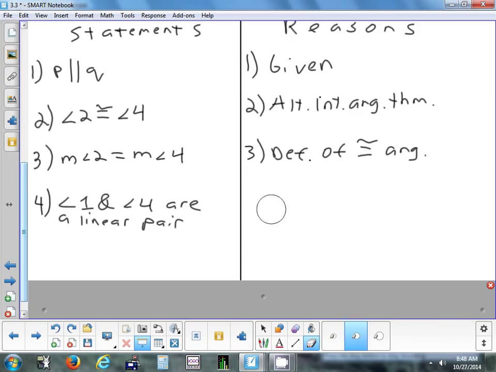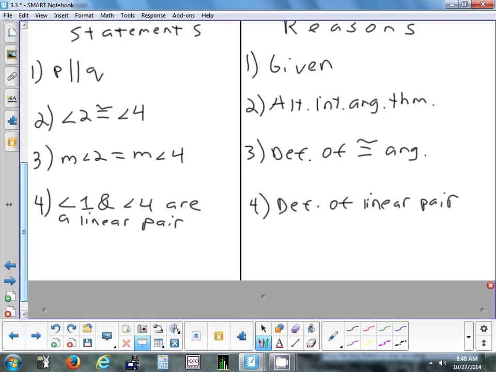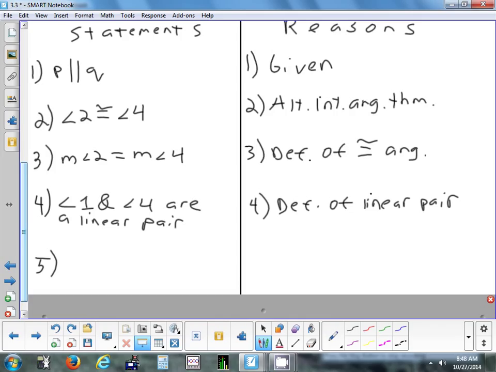So step 4: definition of linear pair. Okay, and what's the other statement that's related to that? If two angles form a linear pair, then the angles are automatically supplementary. So I'm going to allow you to just say that they add up to 180 because that's the definition of supplementary. So we're going to cut that little step out.